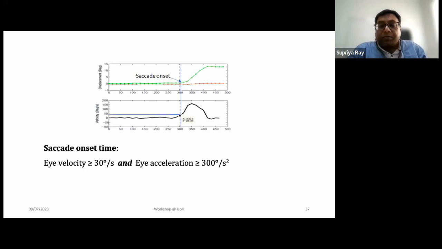There's a technique to find out where the saccade begins and ends. One of the thumb rules across labs is that whenever the eye velocity goes beyond 30 degrees per second and the eye acceleration goes beyond 300 degrees per second squared, we consider that the beginning of a saccade. And when eye velocity falls below 30 degrees per second and acceleration below 300 degrees per second squared, we consider that the end of the saccade.